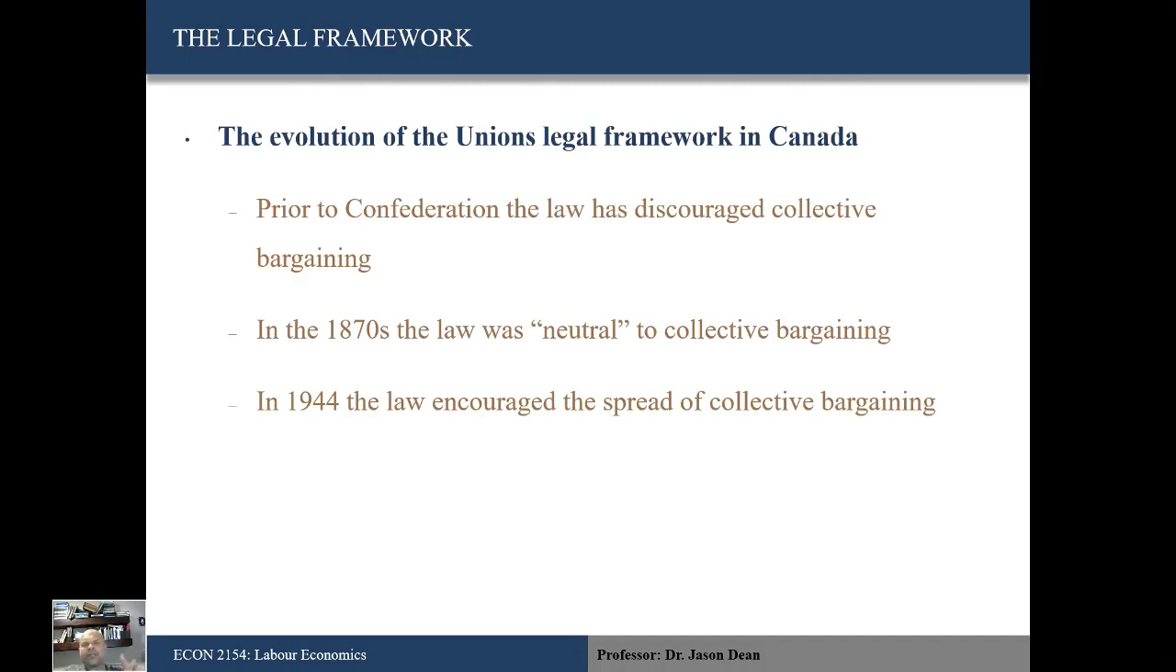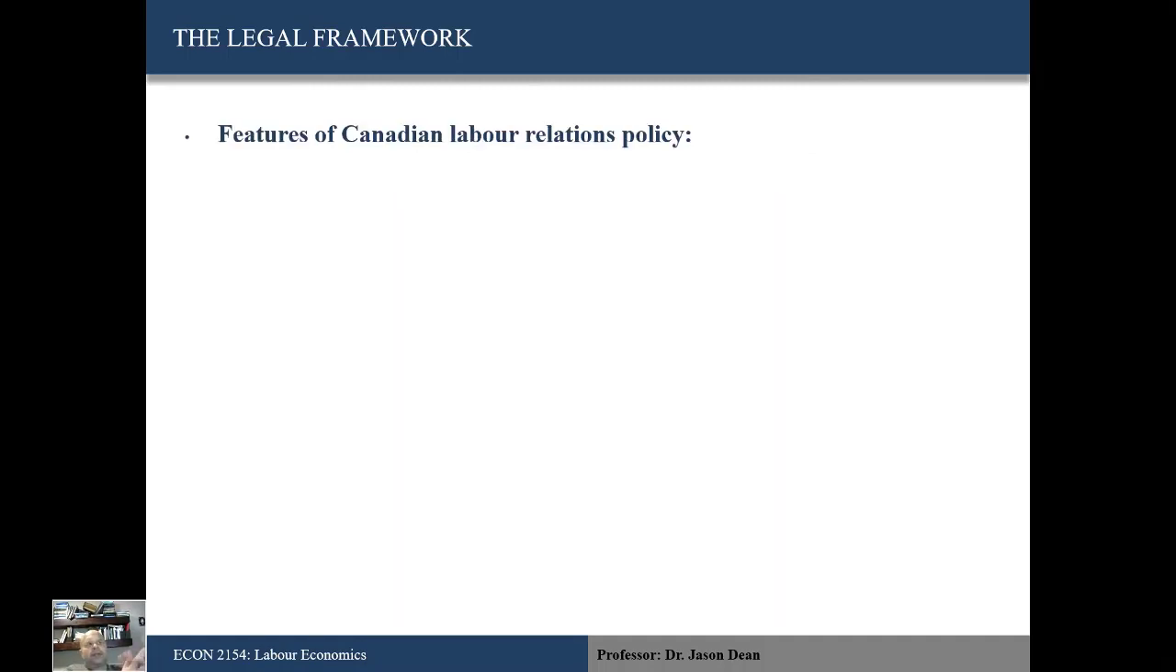At first, this focused mainly on private sector workers, but within about 10-15 years, public sector unionization was also encouraged. The Canadian labor relations policy that emerged in the 1940s had 6 features.